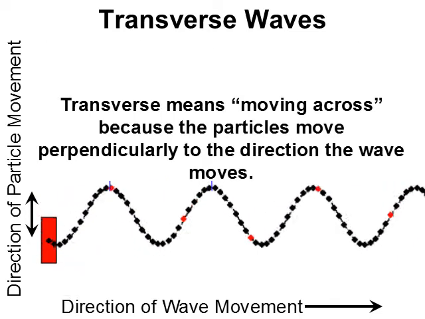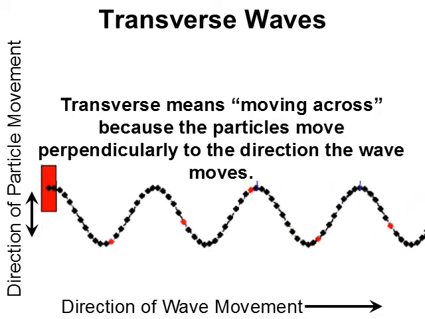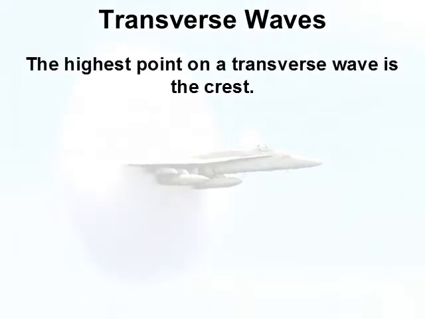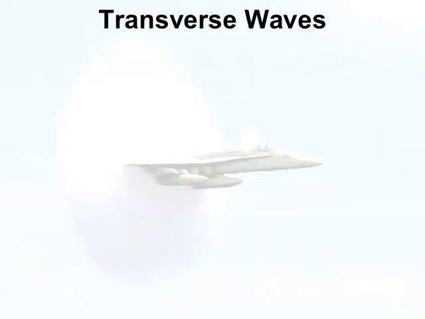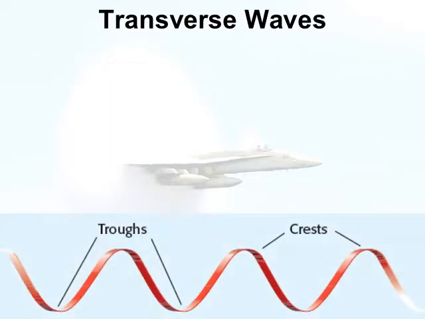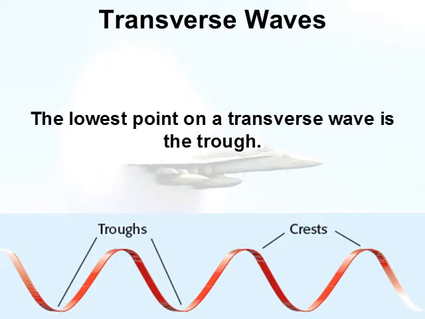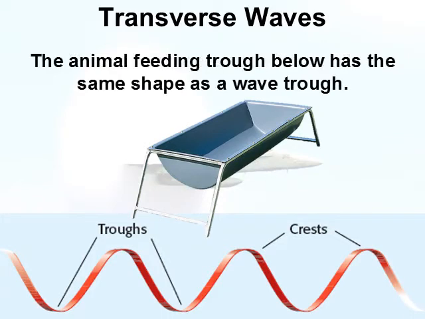Transverse means moving across, because the particles move perpendicularly to the direction of the wave's motion. Highest point on a transverse wave is the crest. Lowest point on a transverse wave is the trough. Trough rhymes with cough. The animal feeding trough below has the same shape as a wave trough.